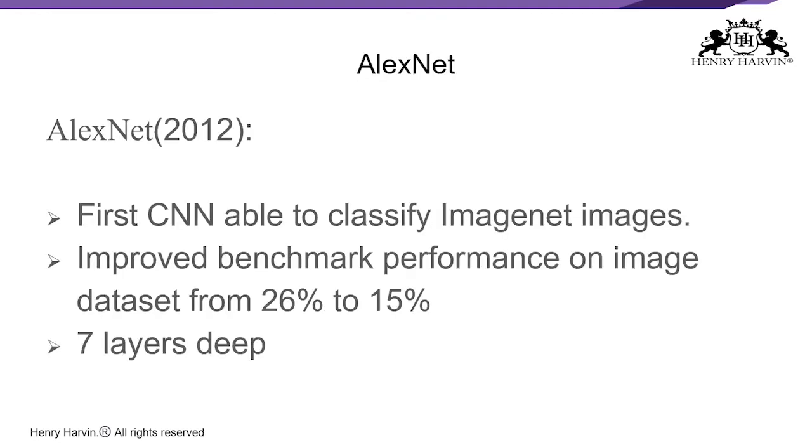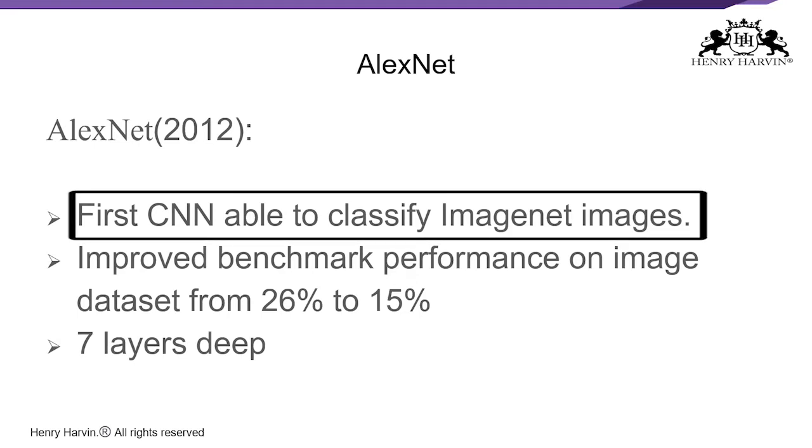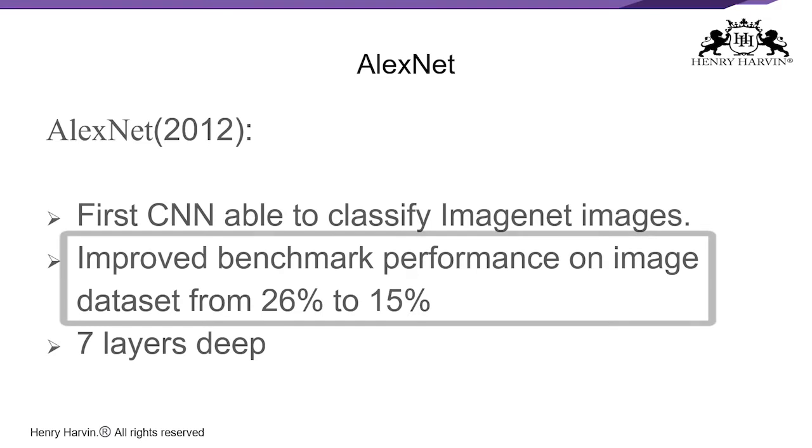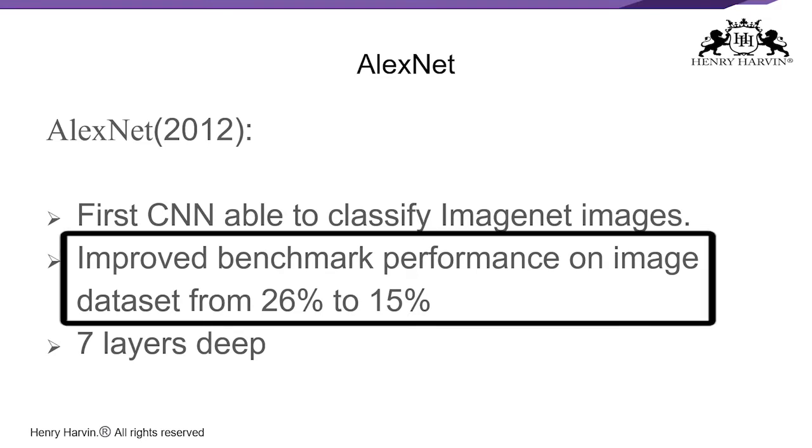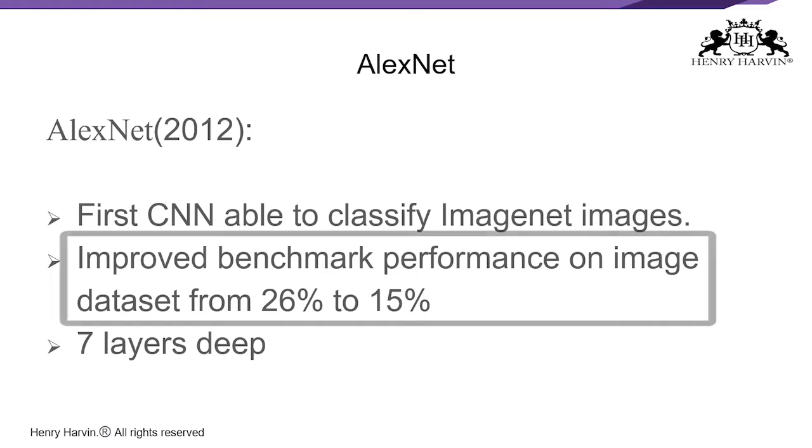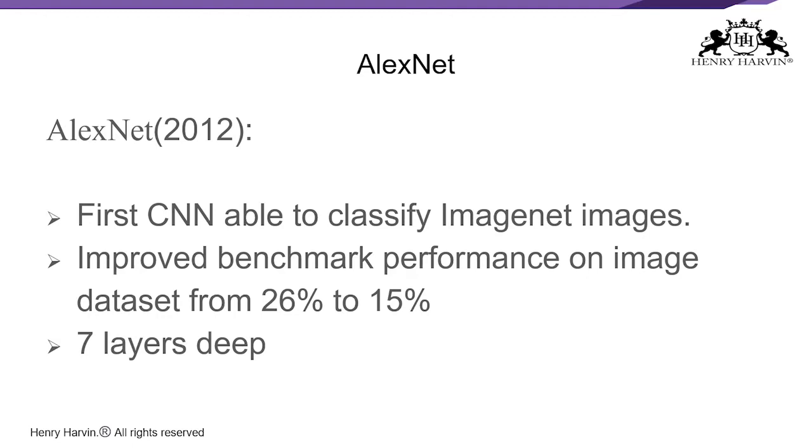Now let us look into CNNs on ImageNet. The first one is AlexNet, 2012. It is the first CNN able to classify ImageNet images. It improved benchmark performance, meaning the top 5 error on the ImageNet data set, from 26% to 15%. It is a 7 layers deep network.